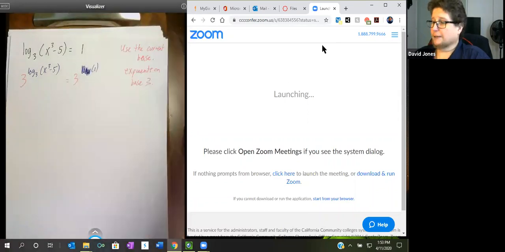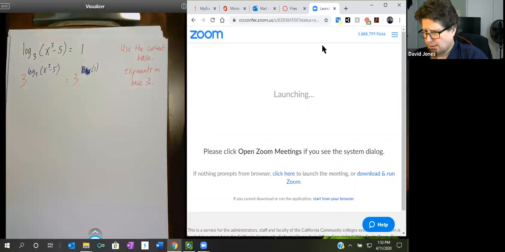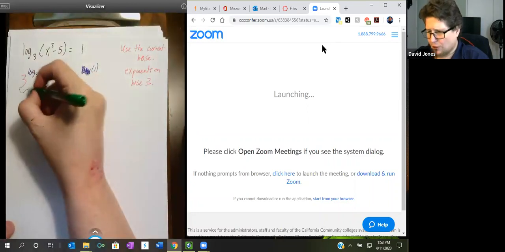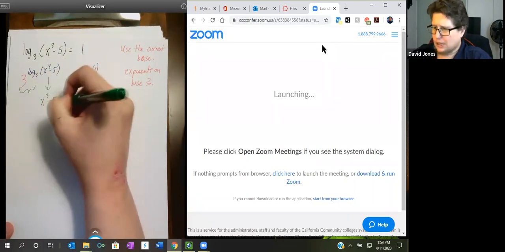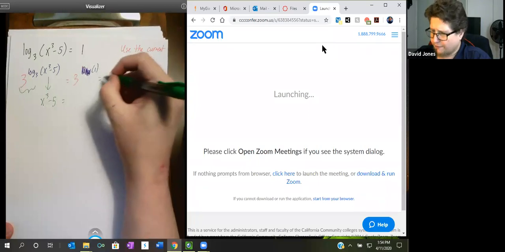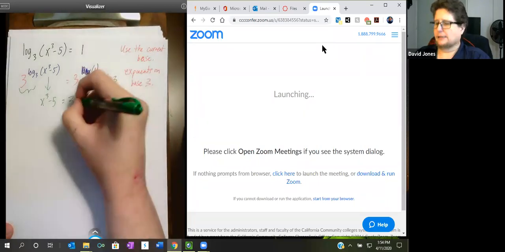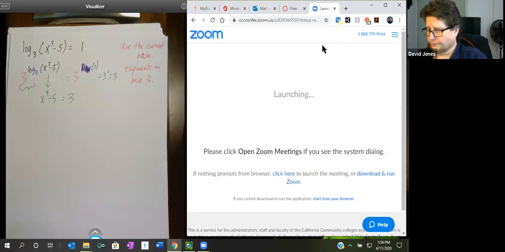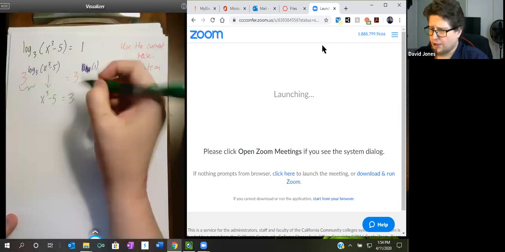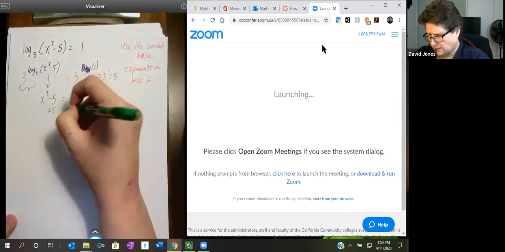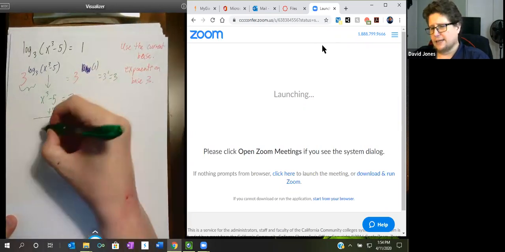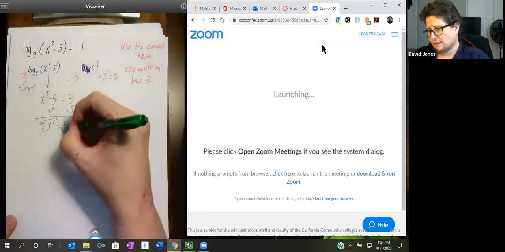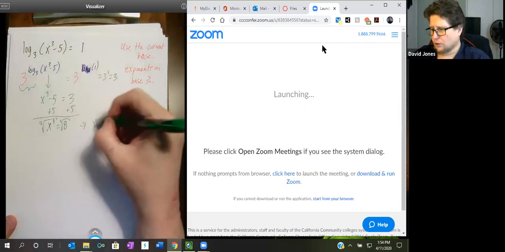3 to the first is just 3. On the left side, the 3 and log base 3 go away, and we just have x cubed minus 5 equals 3 to the first power, which is just 3. Now we solve. We take the cube root of both sides, and we get x equals 2.